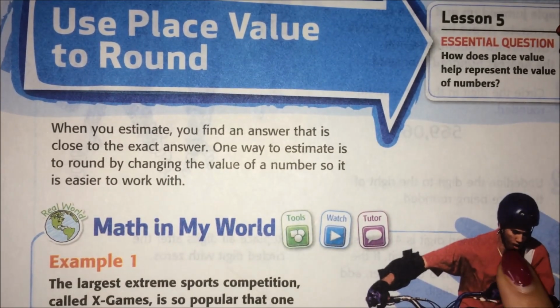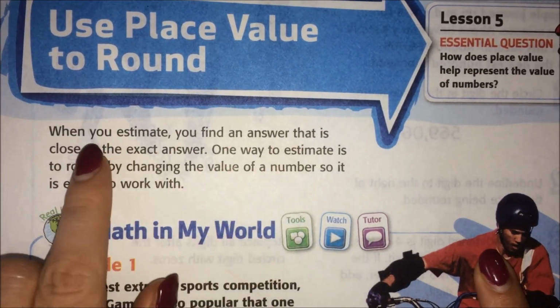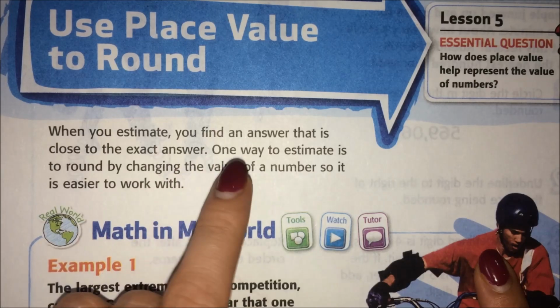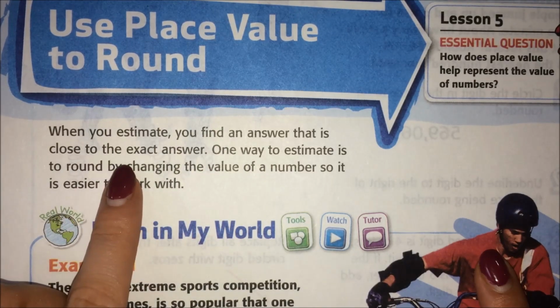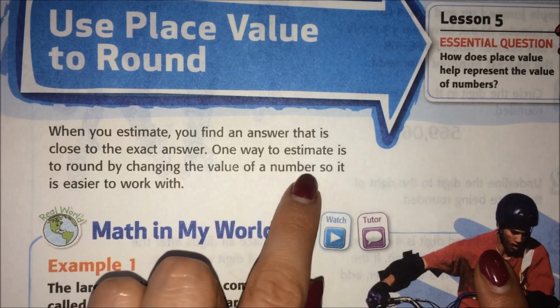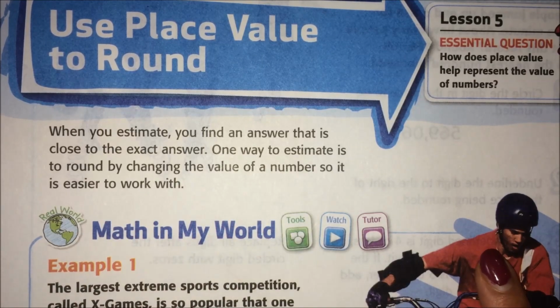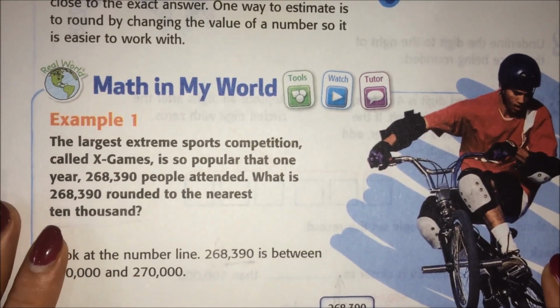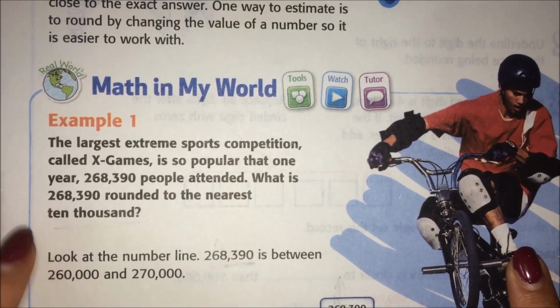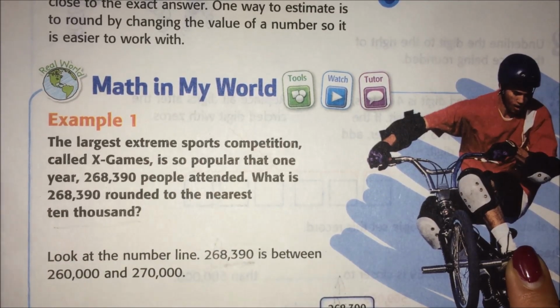Okay, when you estimate, you find an answer that is close to the exact answer. One way to estimate is to round by changing the value of a number so it is easier to work with. And it'll tell you what place value to round.